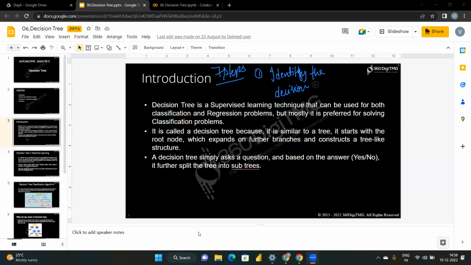So the first step is identifying the decision. And the second one we have is gathering the information. So the second step will be about gathering the information.